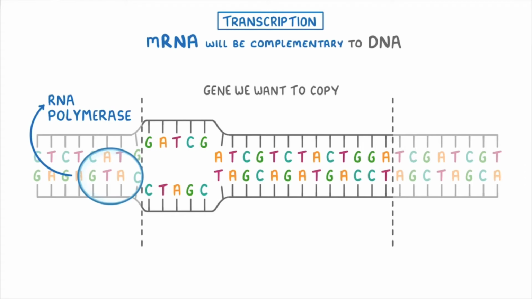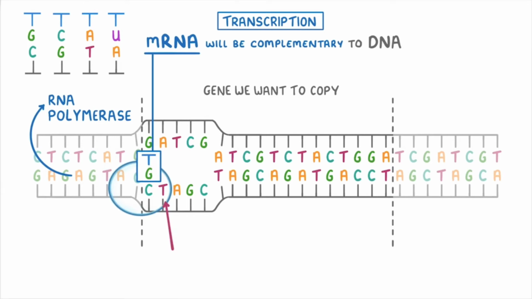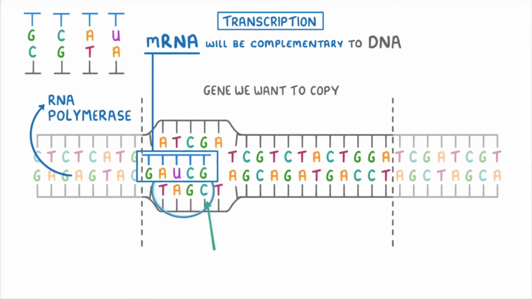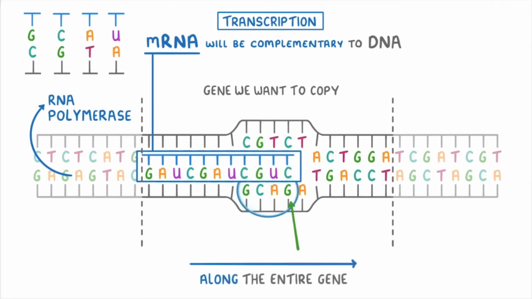mRNA bases will be complementary to DNA bases. So we will start the mRNA strand with a complementary G base. Next, it will read a T base, so it adds a complementary A to the mRNA. Then, it will move to an A base and add a complementary U, and go to G and add a complementary C, and so on. RNA polymerase is going to carry on doing this, pulling out the mRNA base by base as it moves along the entire gene.